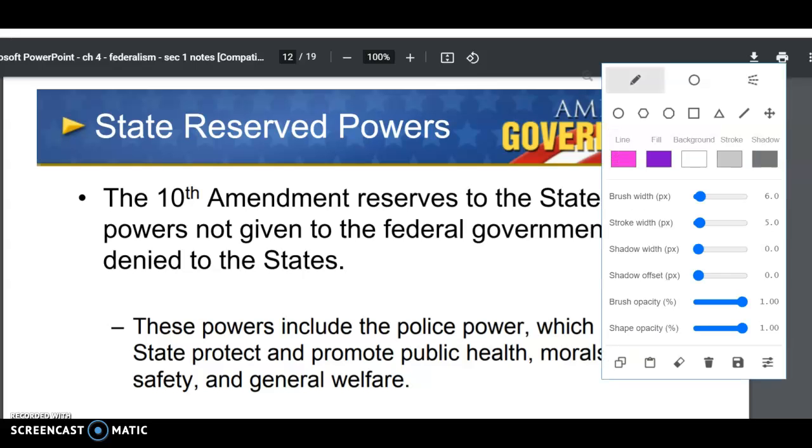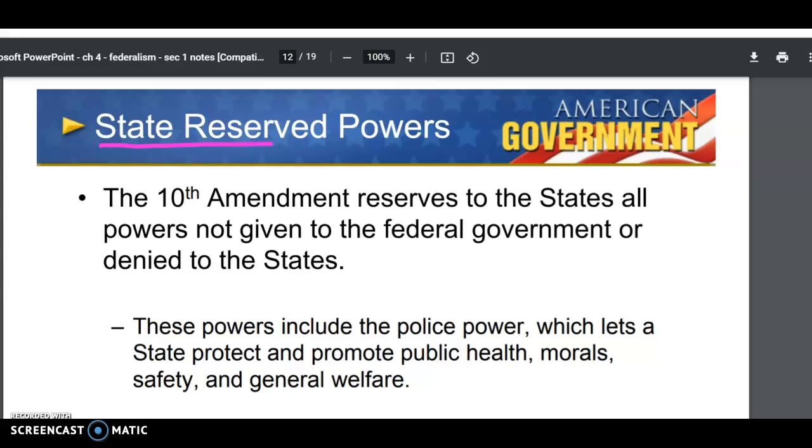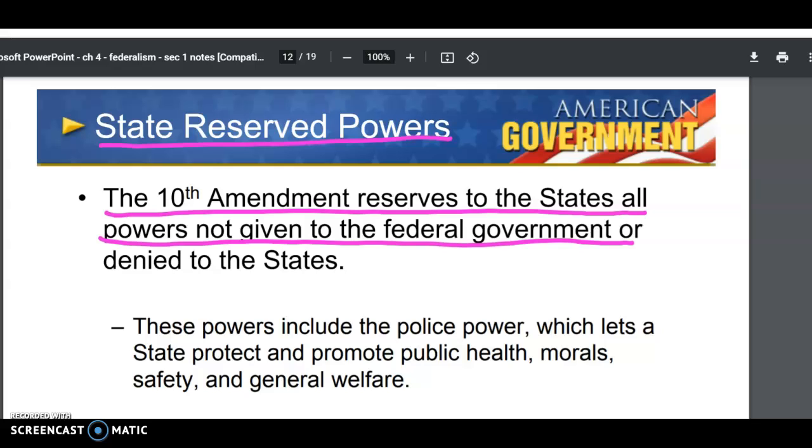So this next section is about the state reserved powers. These are powers reserved specifically for the state. That's your next heading. So the 10th Amendment, the last amendment in the Bill of Rights, reserves to the states all the powers that are not given to the federal government or denied to the states. So if the Constitution or the Bill of Rights did not give a certain power to the federal government, or specifically say the states were denied it, the 10th Amendment says the state's allowed to have those powers.